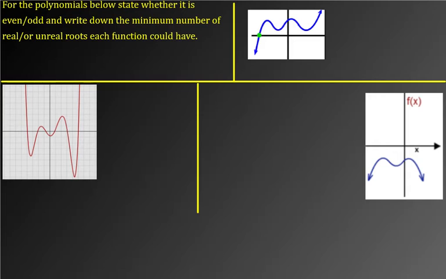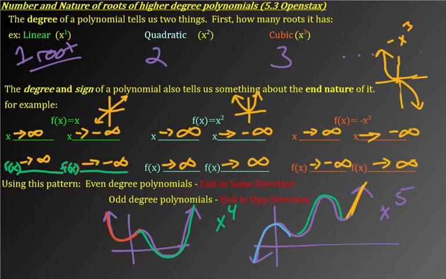Basically, there could be multiple answers for these, but what I'm going to write down is the minimum number of real or imaginary roots for each, and whether or not it's even or odd, okay? So even or odd, you can just do based on really this part. Even, end in the same direction; odd, end in opposite.